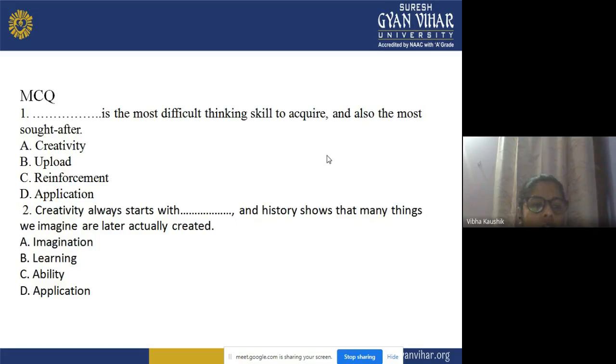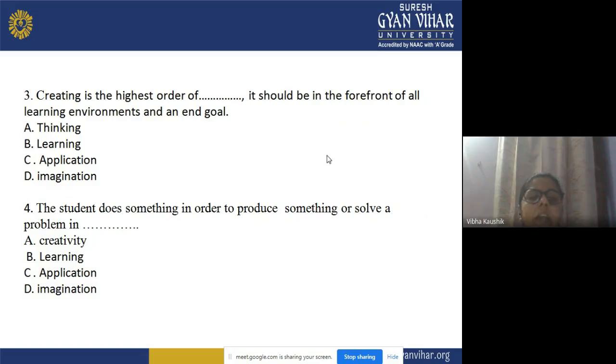Creativity starts with imagination. Creating is the highest order of dash. It should be in the forefront of all learning environments and goals. A, thinking; B, learning; C, application; D, imagination. The correct one is thinking. Creating is the highest order of thinking. Fourth one: the student does something in order to produce something or solve a problem in dash. A, creativity; B, learning; C, application; D, imagination. So the student does something in order to produce something or solve a problem in creativity.